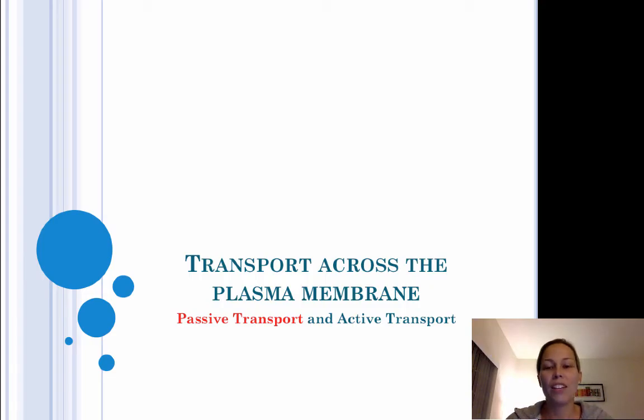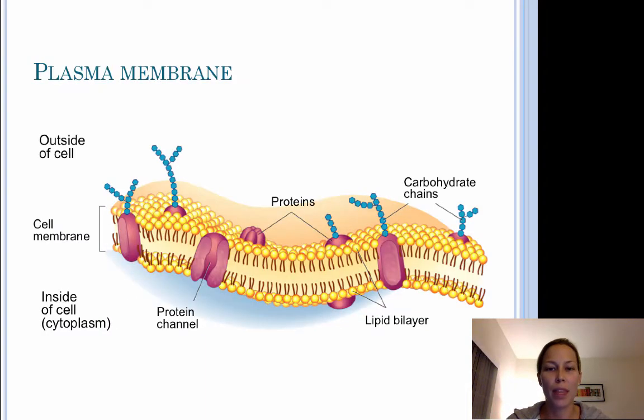Hi, today we're going to take a look at transport across the membrane. Specifically, we're going to be taking a look at passive transport. So let's get started. Recall that the plasma membrane is a semi-permeable membrane. That means that some things can freely pass through the membrane while other things cannot.